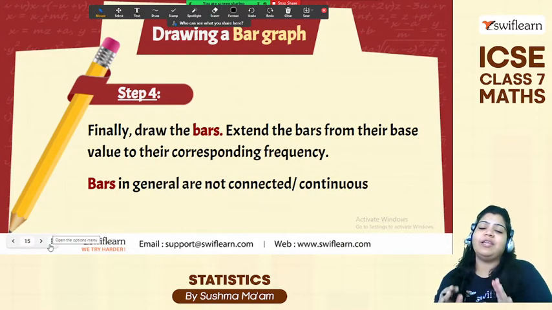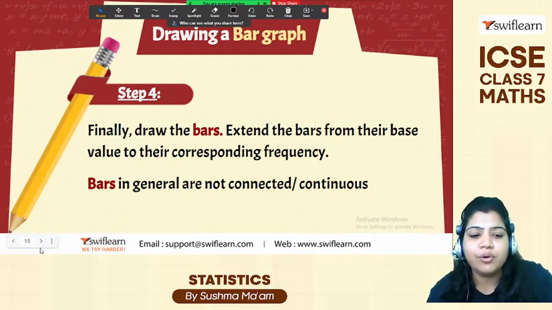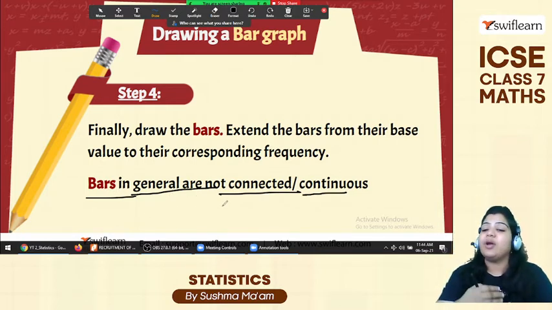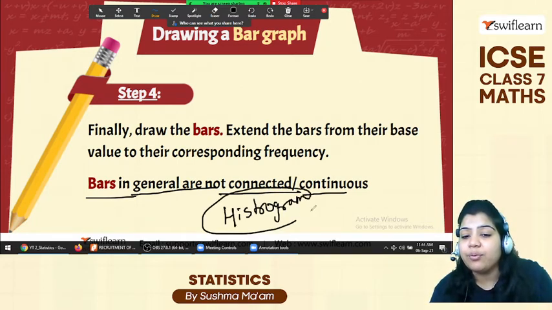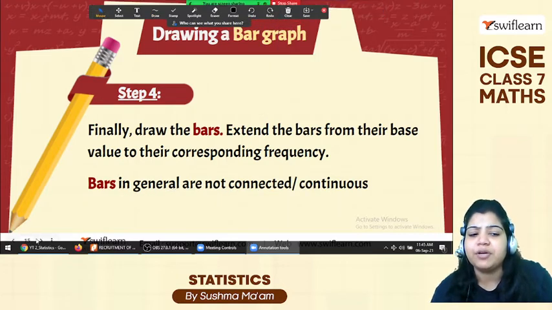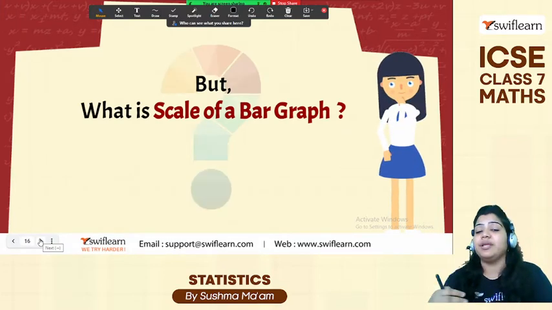So finally, when we draw the bars, we can easily draw this one. But we have to remember one thing: bars in general are not connected or continuous. If the bars are connected or continuous, that becomes a histogram. What does it become? Histogram. So we have a different type of graph also, in which all the bars are connected in continuation.